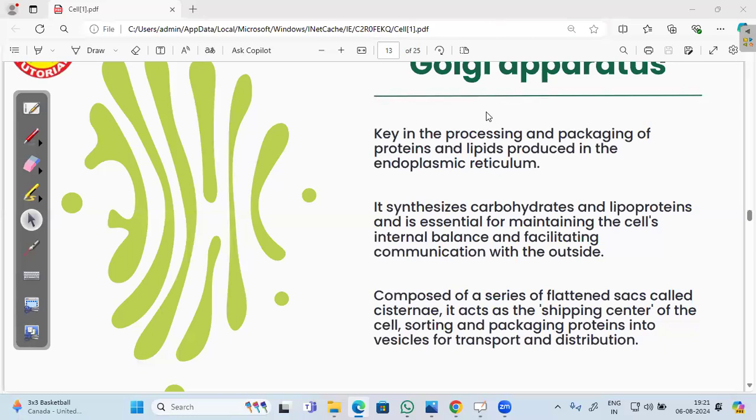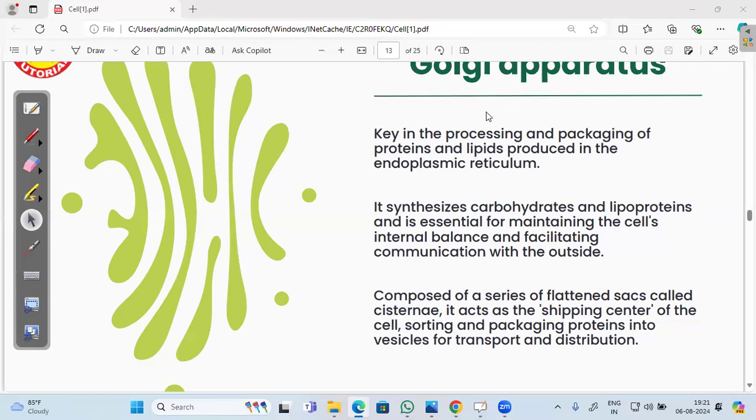Okay, Harshit, can you give me the use of the SER? It synthesizes. Yes, it synthesizes. It produces cholesterol.